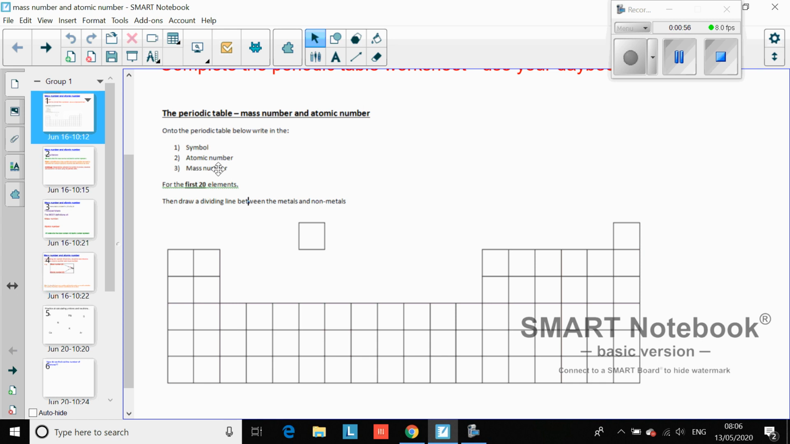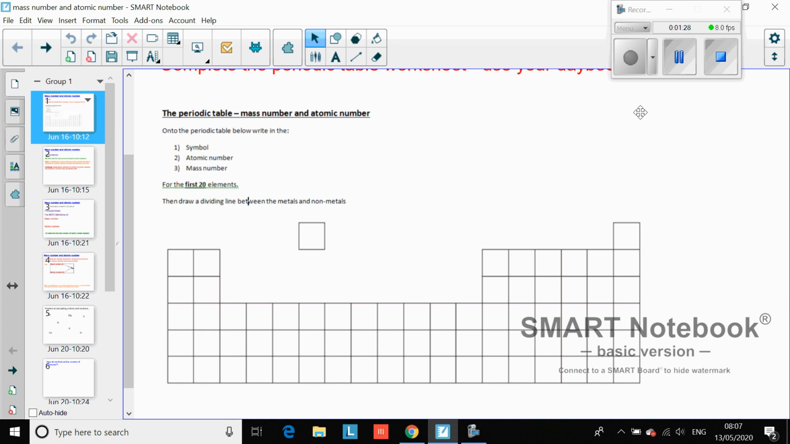If you've got a revision guide to help you, that's fine. If you wish, you can jump onto the internet and do some research to help you find this out. Essentially, just the first 20 elements. What I mean by that is the elements with an atomic number, and that's really important, of 20 or less. So, the first 20 elements.